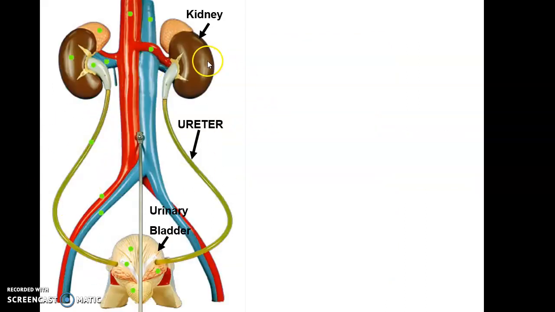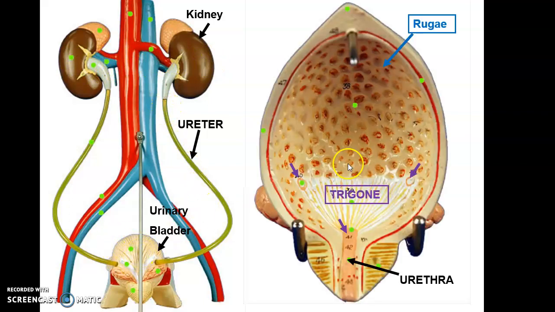Here is our model: right and left kidneys, ureter, urinary bladder. Open it up, we can see the urethra here. Also note that there are little ridges on the inside of the urinary bladder. Those are called the rugae, and they help allow the urinary bladder to stretch. And then there is this smooth area that's shaped kind of like a triangle, and it is called the trigone. So the smooth area is the trigone leading to the urethra.